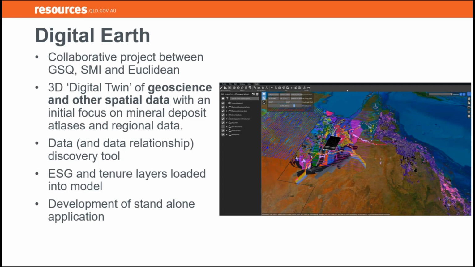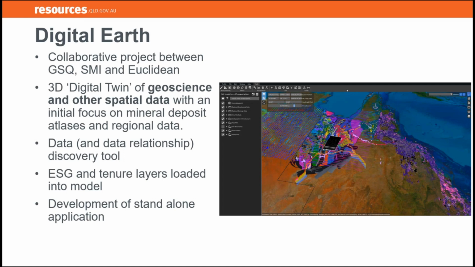But we looked at that and we thought, what else can we put in there? So we've already started to bring in ESG data, tenement data, and those things. But anything that's spatial, we can bring into this model. So whether it's forestry data or population data, we could bring anything else into this model as we go. It's really a data discovery tool. So it's not a tool we can bring data out of again, but it does link back to persistent identifiers of all the objects that you can see in it there.